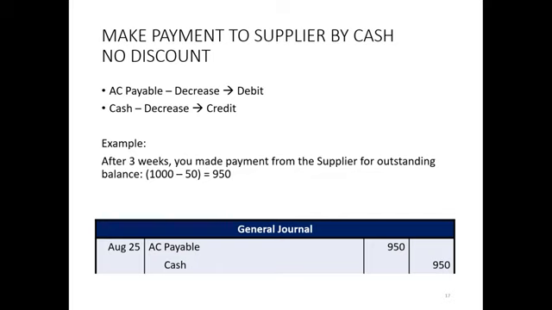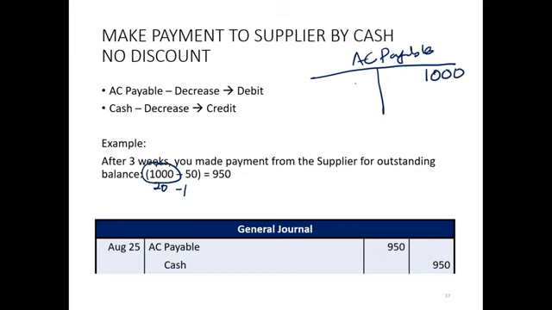Make payment to supplier by cash. If you still remember from our example, we purchased 20 units and we returned 1. For the 20 units, our account payable is 1,000. If I put the account here, this is our account payable. We have 1,000, and then we have a credit of 50. So the balance of our account payable is 950. We don't have enough cash to make early settlement, so we only pay after 3 weeks. So no discount to us.